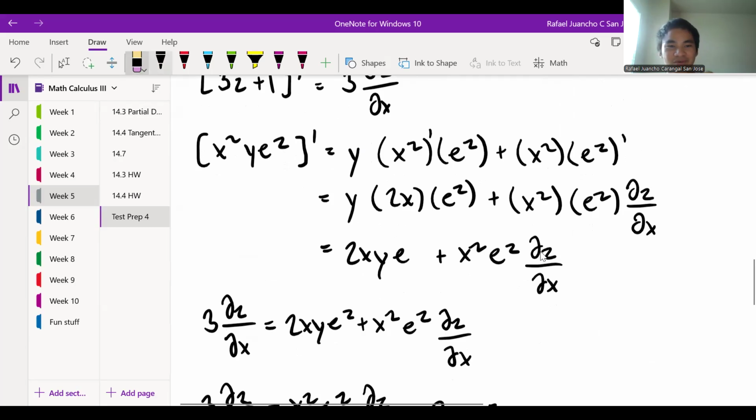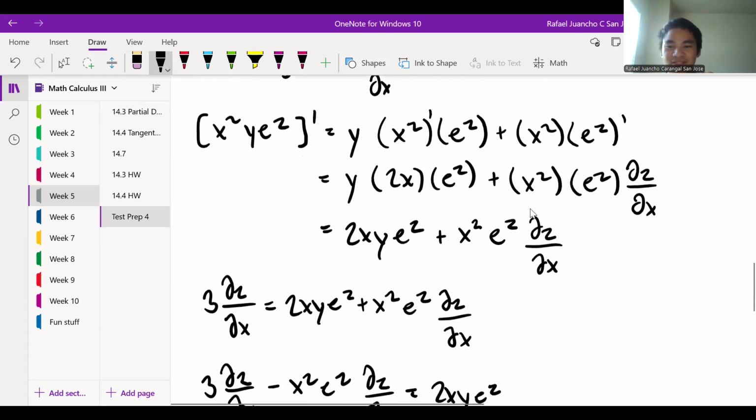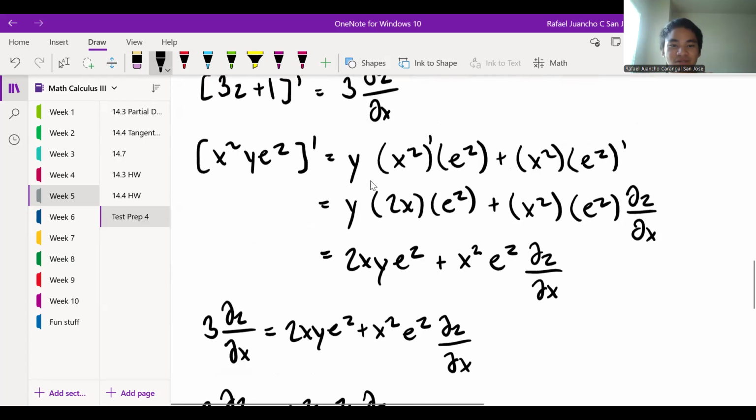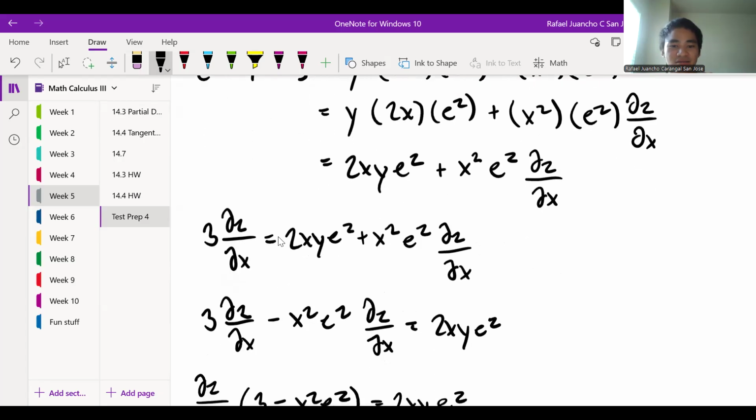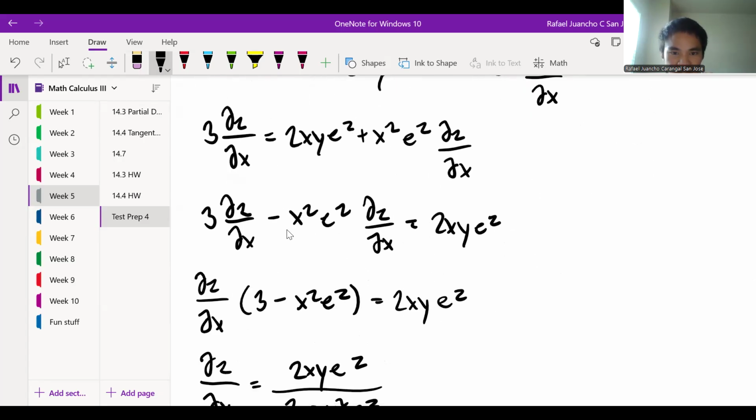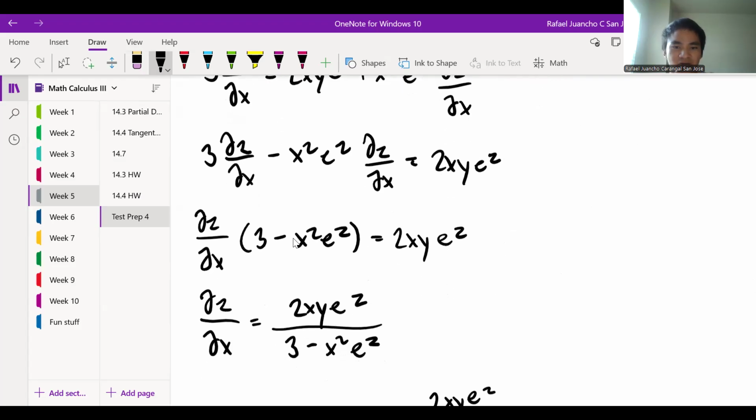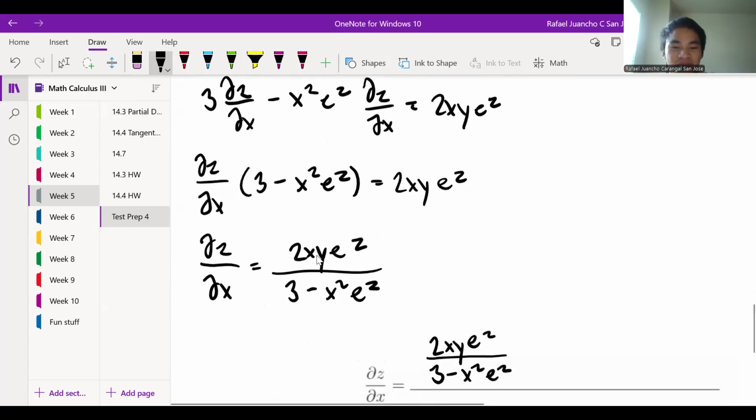Okay, my z is being confused with my 2. Anyways, now we get this. And then from there, we just combined everything. Combine, put all of the partials together, factor it out. God, my z and my 2 look the same. Okay, we factor out the 3 minus x squared ez, or factor out the partial, right? We divide, done.